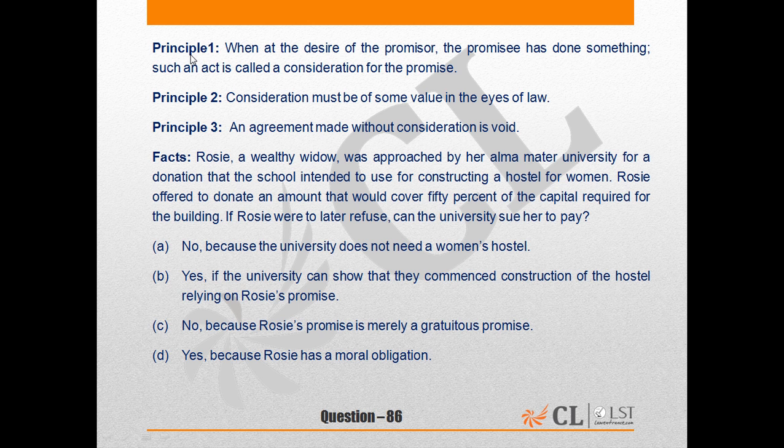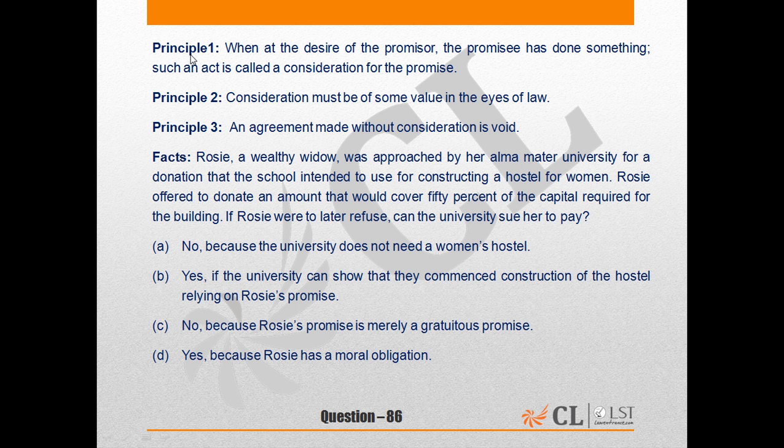The question that is being asked is, if Rosie were to refuse later, can the university sue her to pay? So this thing has not happened, but the question that is posed is, if Rosie were to later refuse, can the university sue her to pay? So as of now, the university has not done something on the desire of the promiser. The promisee has not done something if we look at the principle.